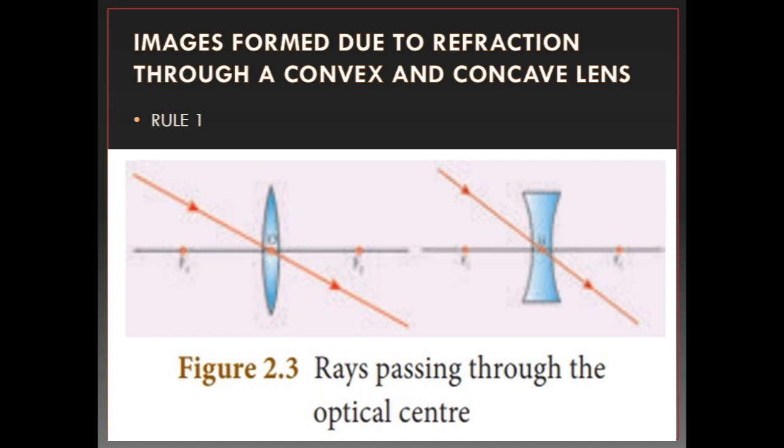Now, see, when a ray of light strikes a convex or concave lens obliquely. What is oblique? See the red line, that is the oblique nature. It is not perpendicular, not parallel, but slanting. So that is oblique. So it is oblique to its optical center. It continues to follow its path without any deviation.